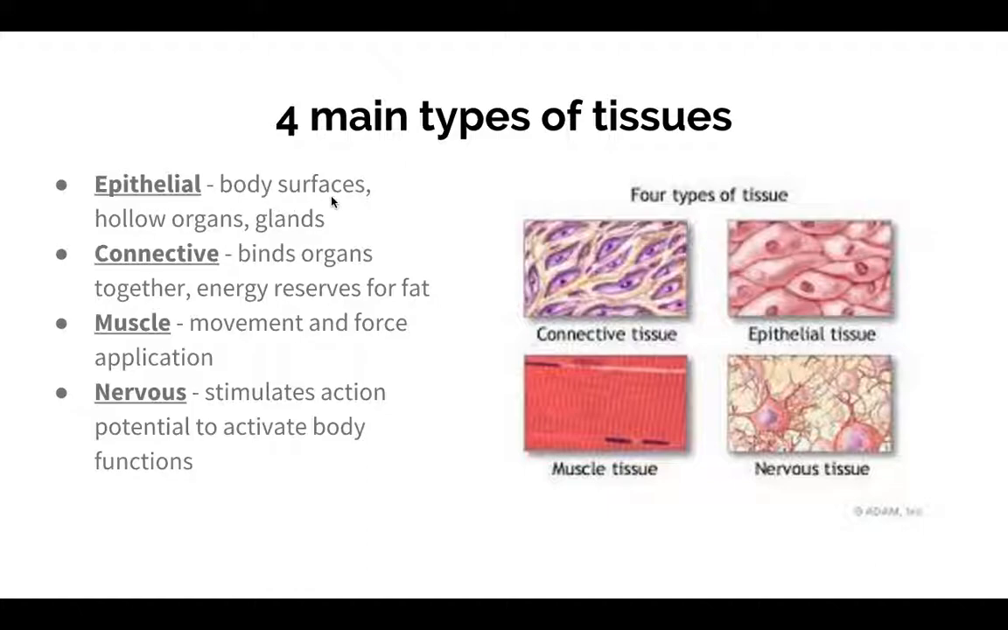Epithelial tissue covers all of our body surfaces and our hollow organs, such as our stomach and intestines, and also our glands. Connective tissue is what binds our organs together, and it's also what brings our muscles and bones together, and it is also used for our energy reserves for fat. Muscle tissue is responsible for movement and force application, what keeps us moving, and nervous tissue stimulates action potential to activate.